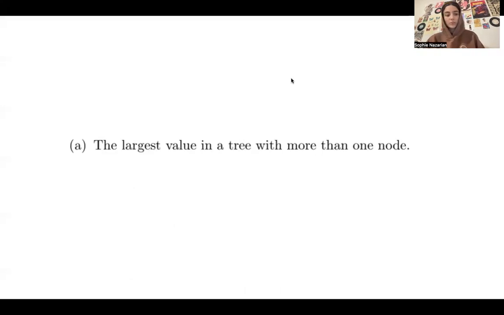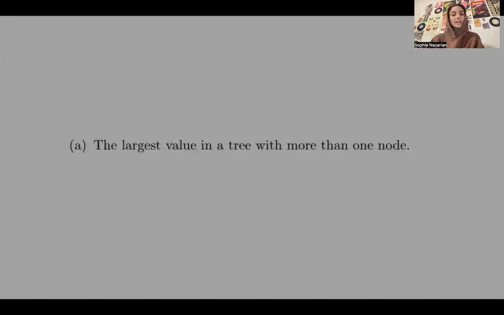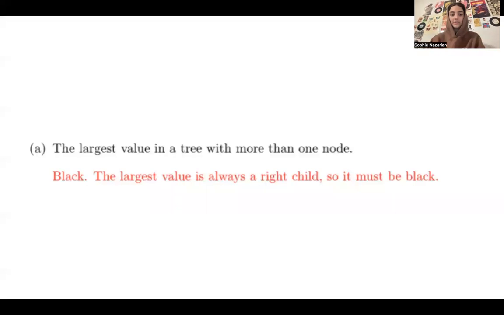Question QA: the largest value in a tree with more than one node. We know that in LLRB trees, the largest value is going to be on the right side, and we also know that red nodes can only be left-leaning. So because we're looking towards the right side and we're not going to find any red nodes on the right side, the answer for this is going to be black, because the largest value is always on the right child, so it must be black.